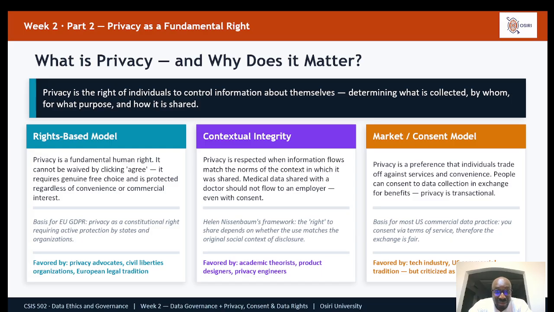So under contextual integrity, we are saying that information flow must match the context in which it was shared. If you need my details for a game which I'm about to play, the information flow should just relate to what I actually need in order to partake in that game. The next example: medical data shared with a doctor should under no circumstance flow to an employer, even with consent. This is where we say that even when you click I agree, or by you visiting a medical center, it does not give a nurse a right to know your health status when they are not meant to know it.